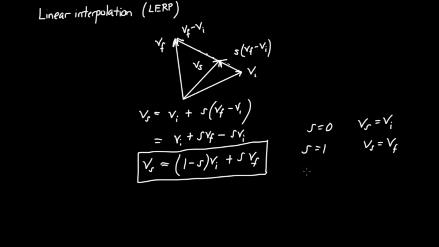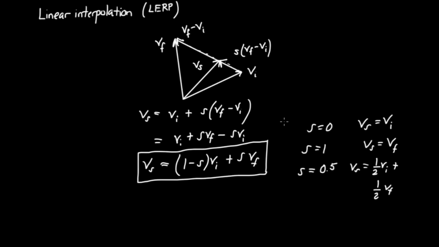And of course, we're interested in the interpolated values, so normally you're going to let s be something like 0.5, which is to say you're midway between vi and vf along that line joining the tips of the two vectors. And you can see that vs in this case is going to be 1/2 vi plus 1/2 vf. And you can see that this formula is giving the correct linear combination of vi and vf to get the proper interpolated vector.